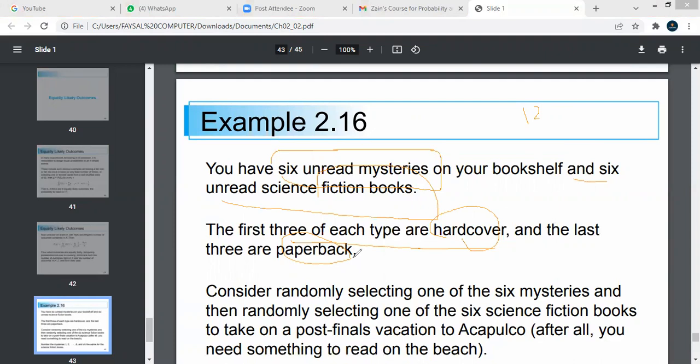Now moving towards the next one: consider randomly selecting one of the six mysteries and then randomly selecting one of the six science fiction books to take on a post-finals vacation to Kampala. After all, you need something to read on the beach. Okay, so this is the problem statement.